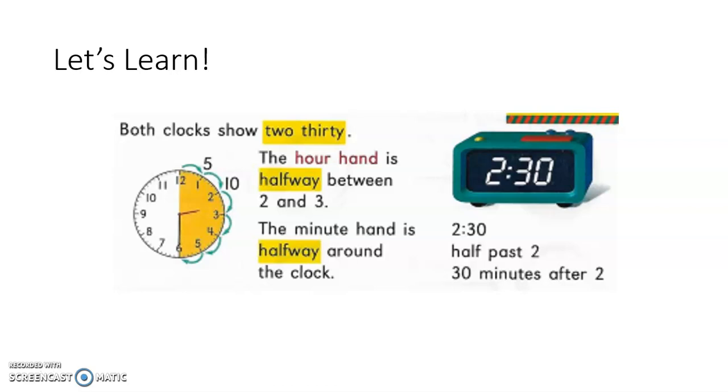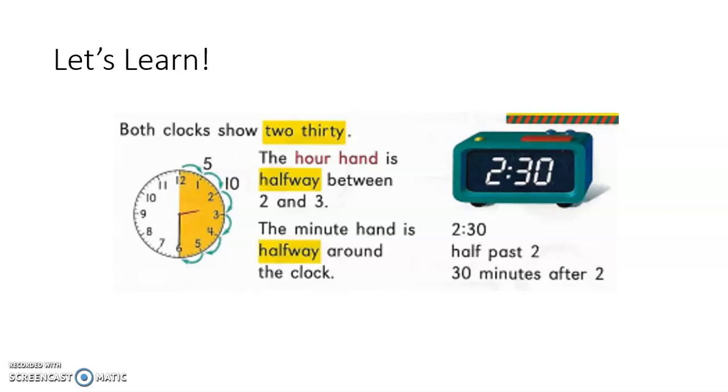Look at the analog clock. You see that hour hand? It's pointing at the 2. It hasn't said hello to the 3. So that's where that 2 is coming from on the digital clock. And then that minute hand is pointed at the 6. Remember, we count by 5s. So it's not 6, it's going to be 30. That's where the 30 is coming from on the digital clock.